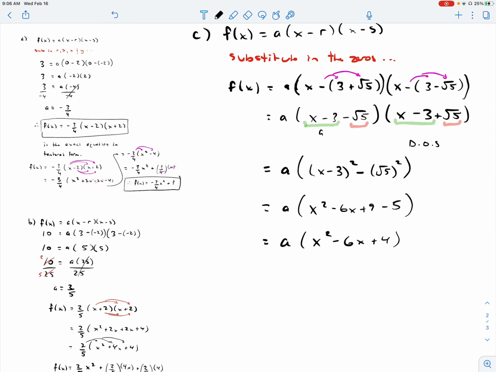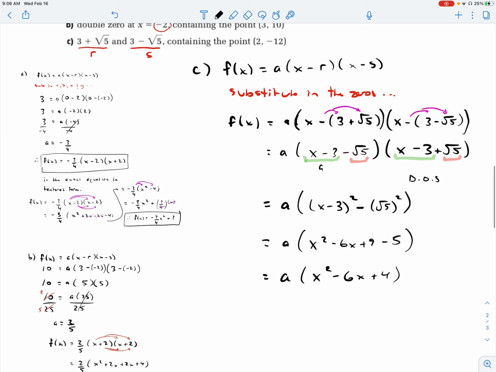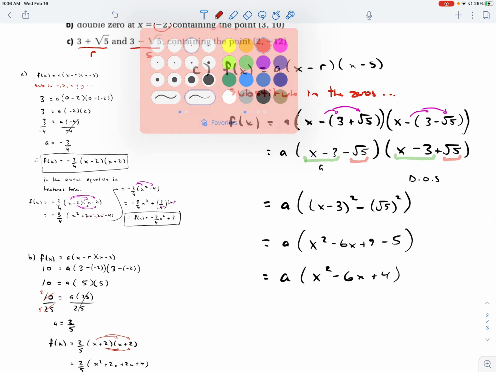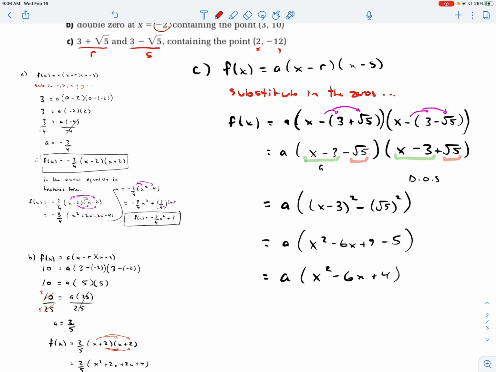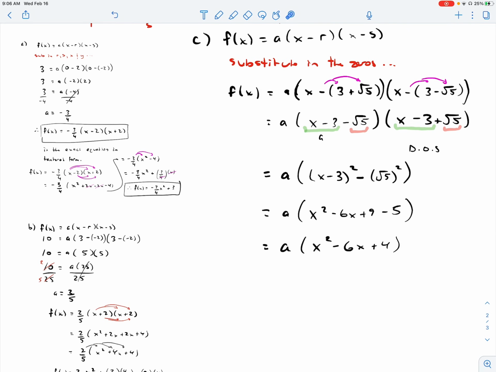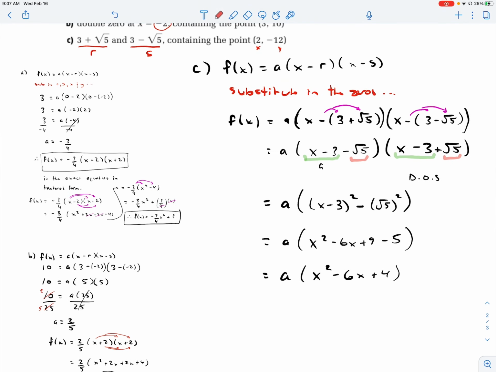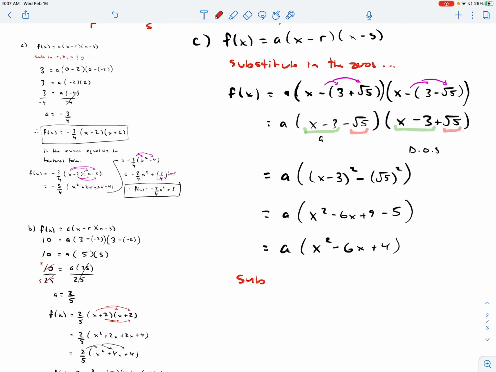Now that I've cleaned this up, I would now like to substitute in my x and y. That way I can find a. That's the goal of this, right? To figure out a, and then I can rewrite the equation. Notice by doing all this, I've already put it in standard form as well. So this will be really easy after we get a. So we're going to sub in x and y.